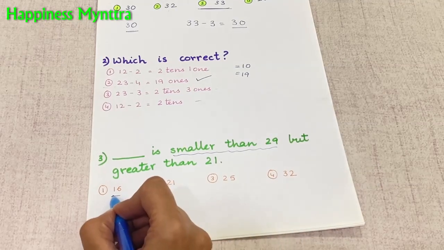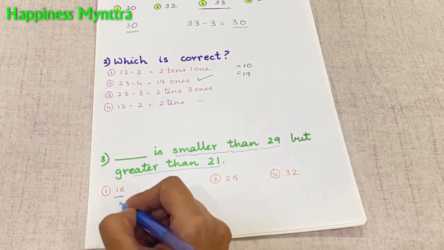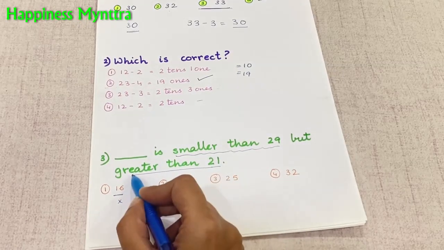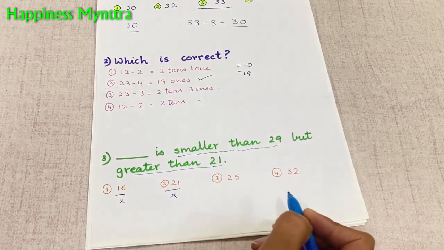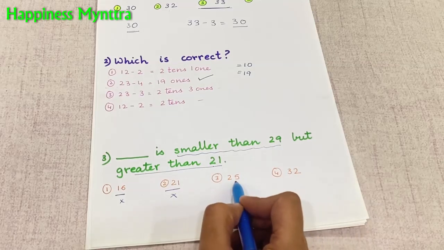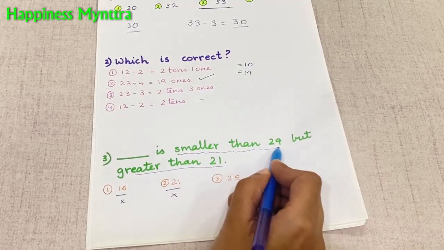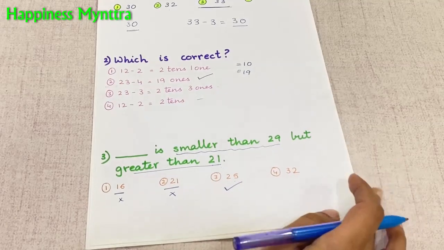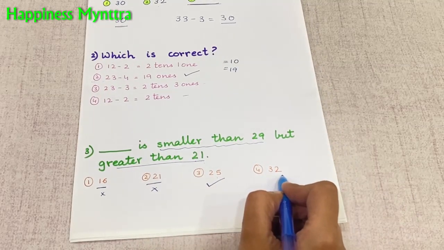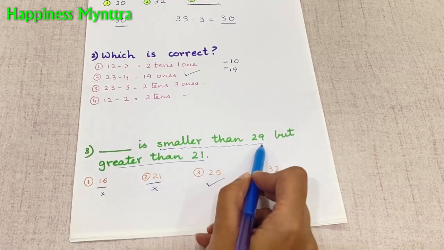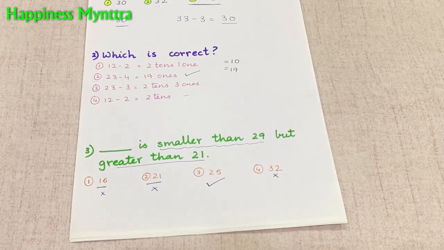So 16 is not greater than 21, it does not satisfy. 21, again it is not greater than 21, this is again not satisfied. 25, it is greater than 21, smaller than 29. This one is correct. I'll also explain the last one. It's 32. So it is not smaller than 29, therefore cannot be the correct option.